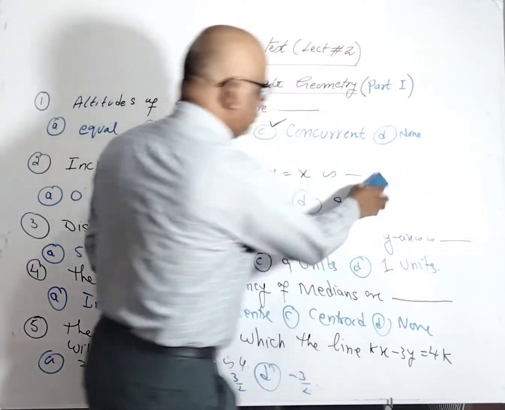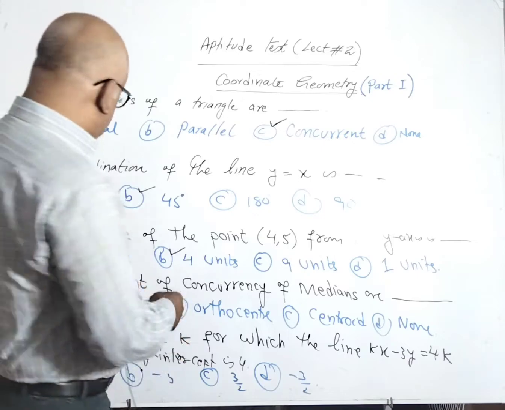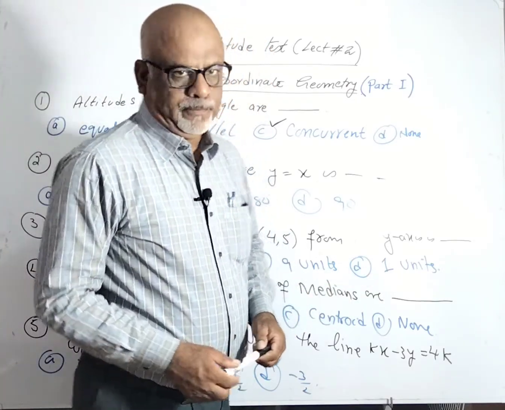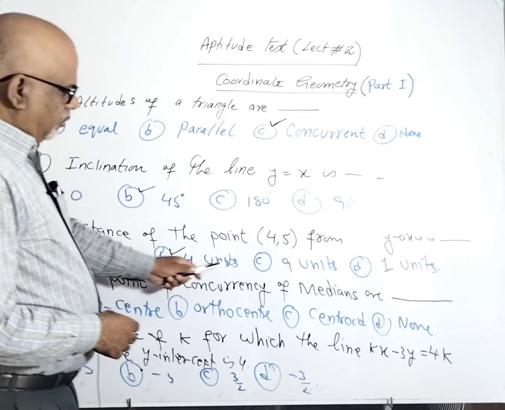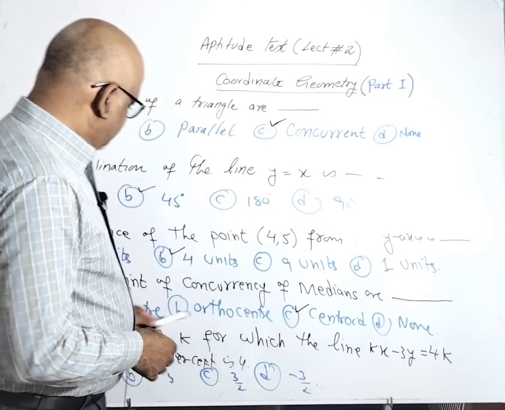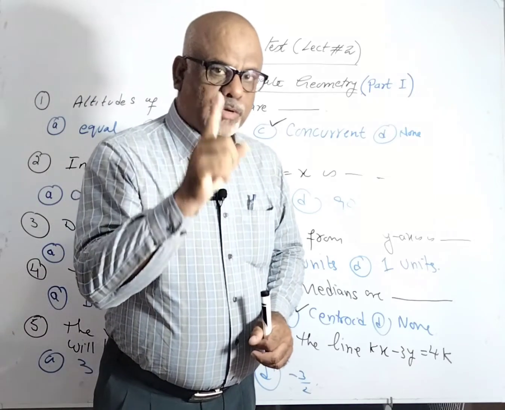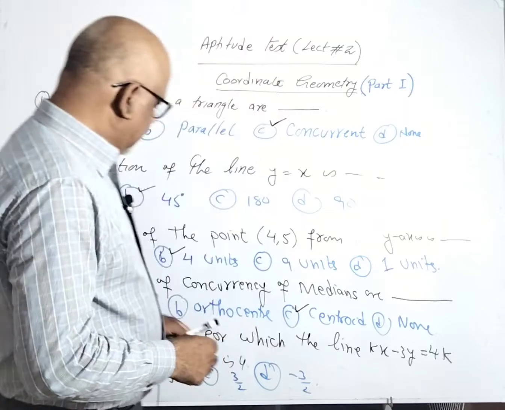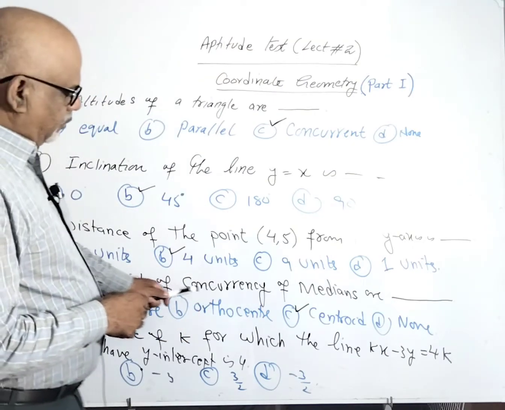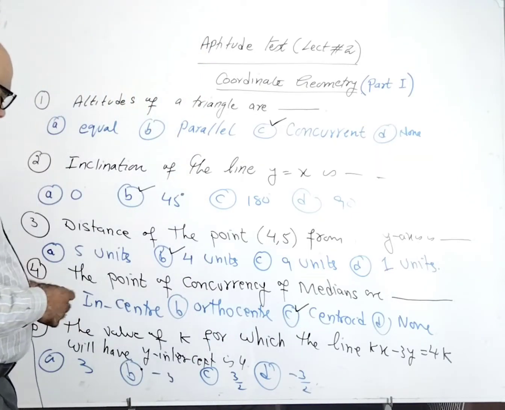Now come to the next MCQ, the fourth. The point of concurrency of the medians is called the centroid. The point of concurrency of the altitudes is called the orthocenter. So here the point of concurrency of the medians is called the centroid. So option C is correct for the fourth MCQ.